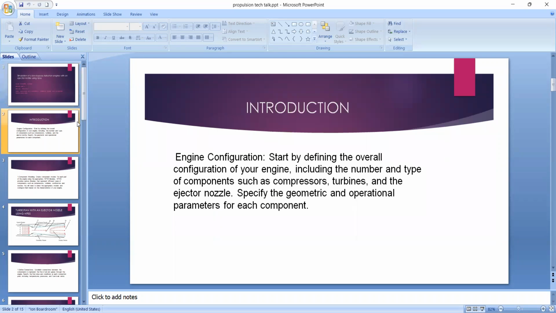Introduction. Engine configuration. Start by defining the overall configuration of your engine, including the number and type of components such as compressors, turbines, and injector nozzle. Specify the geometric and operational parameters for each component.